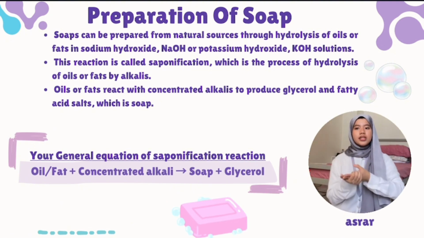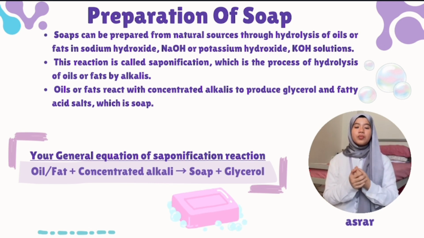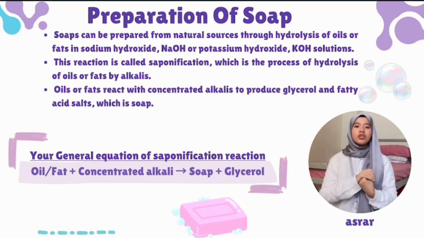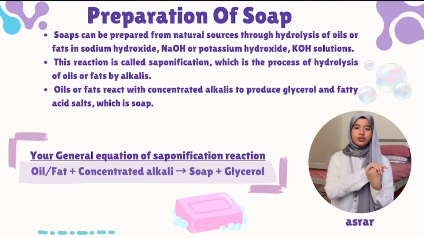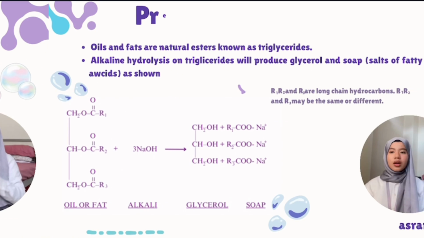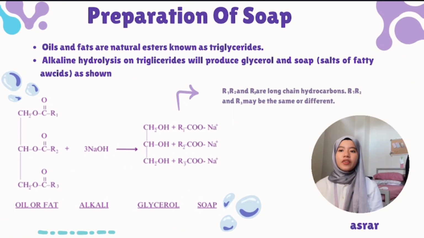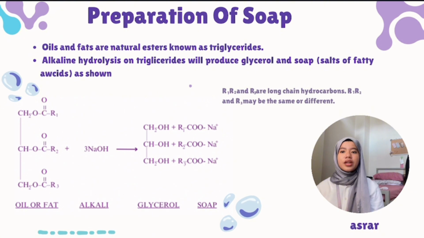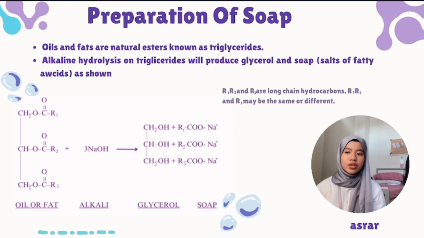Okay, you can see the general equation of saponification reaction is oil or fat plus concentrated alkali produce soap and glycerol. Now, oil and fats are natural ester known as triglyceride. Alkaline hydrolysis of triglyceride will produce glycerol and soap, which is the salt of fatty acid, as shown in figure 5.2.